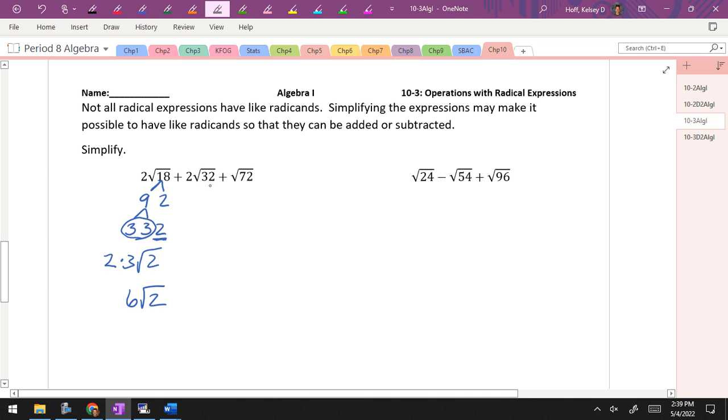How are you breaking down 32? 18 and 2 is not 32, but 8 and 4.